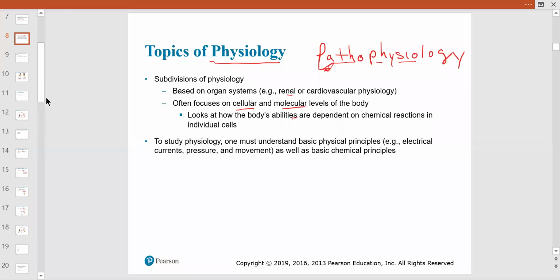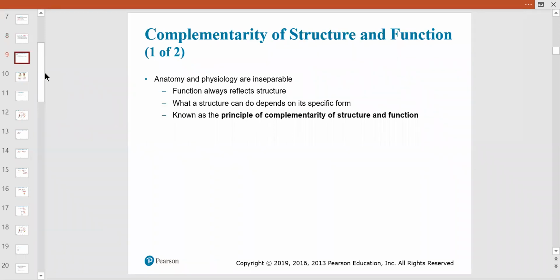So I just wanted to bring that up, so you look at these different levels in the normal physiology. You have to know what's what after you learn all those levels of organization. Again, back to very simple stuff: function always mirrors, I like to say, structure.